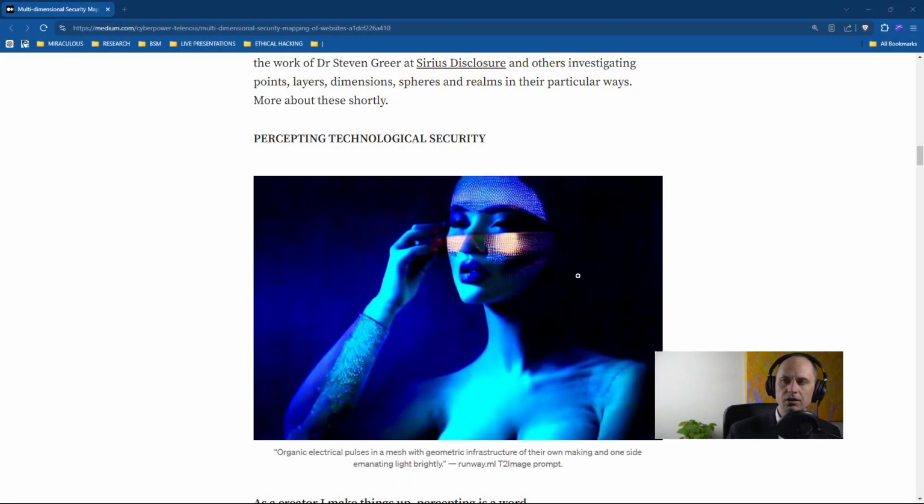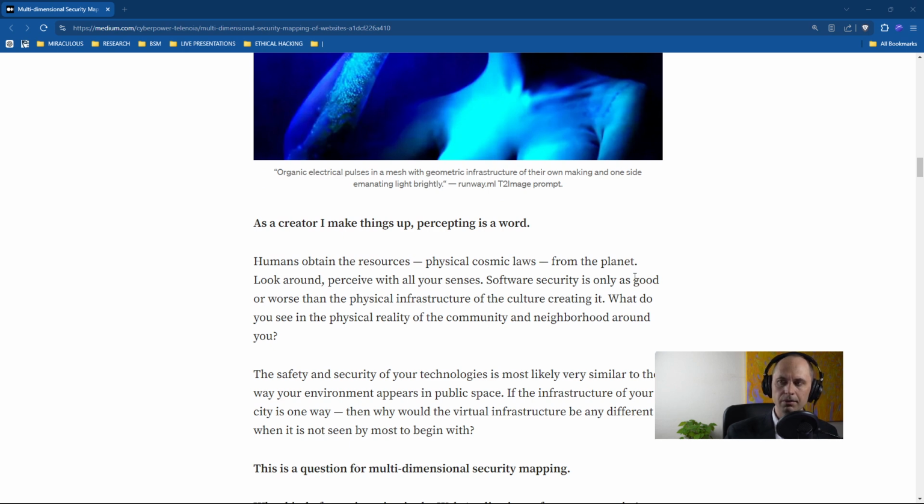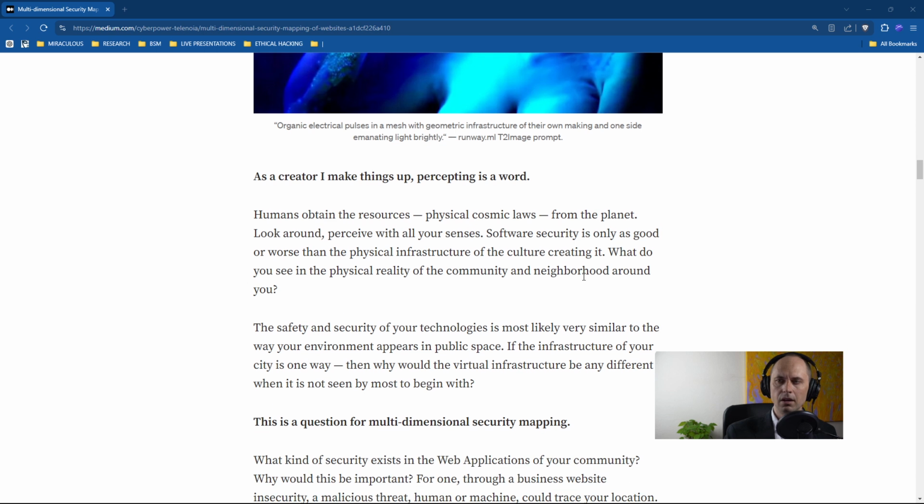Perceiving technological security. As a creator, I make things up. Percepting is a word. Humans obtain the resources, the physical cosmic laws, from the planet. Look around, perceive with all your senses. Software security is only as good or worse than the physical infrastructure of the culture creating it.